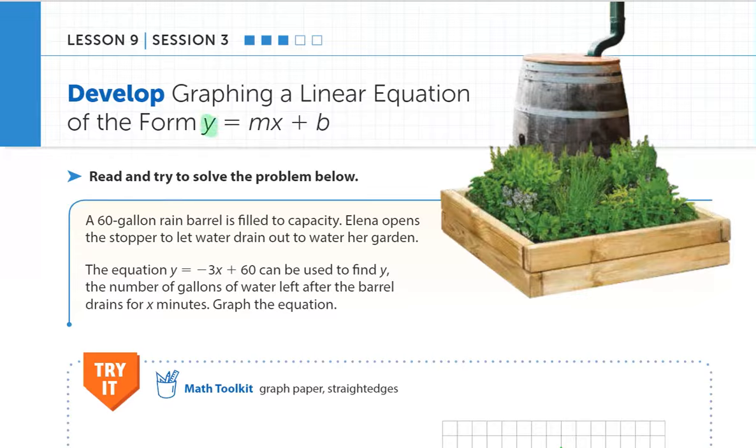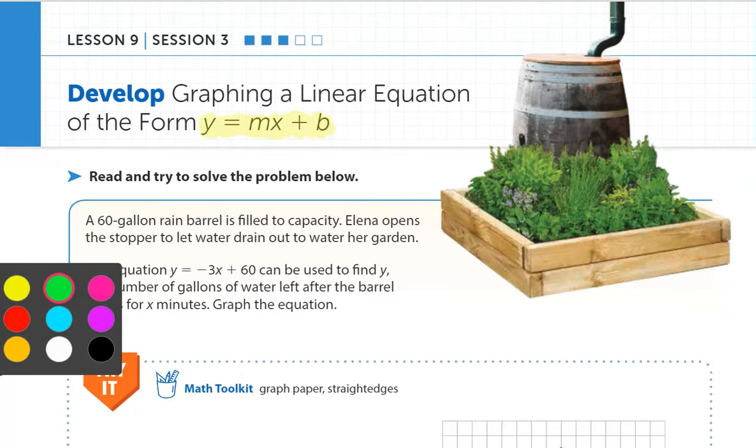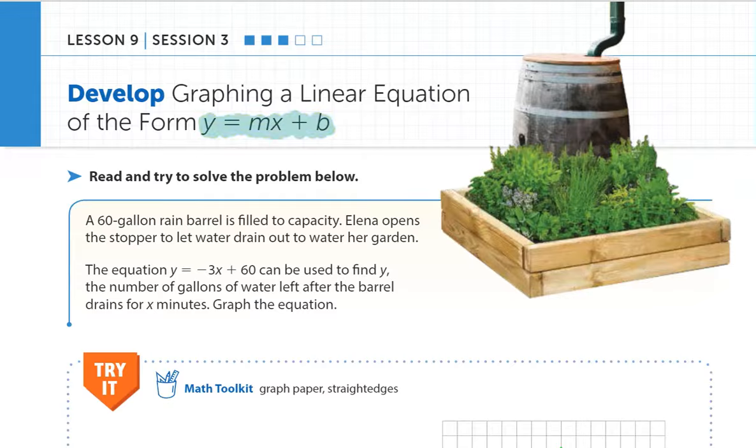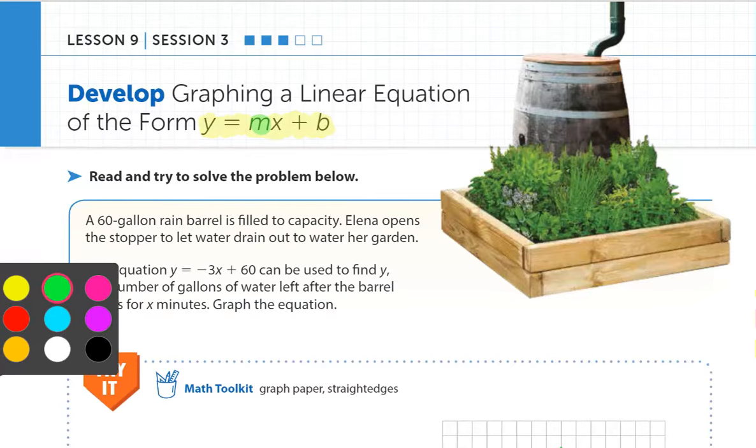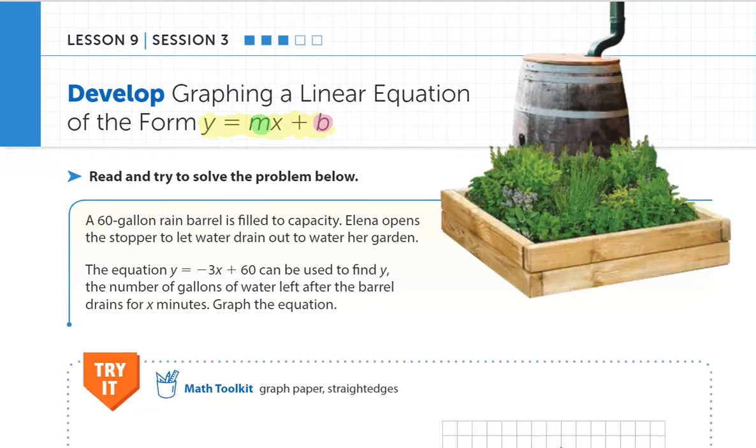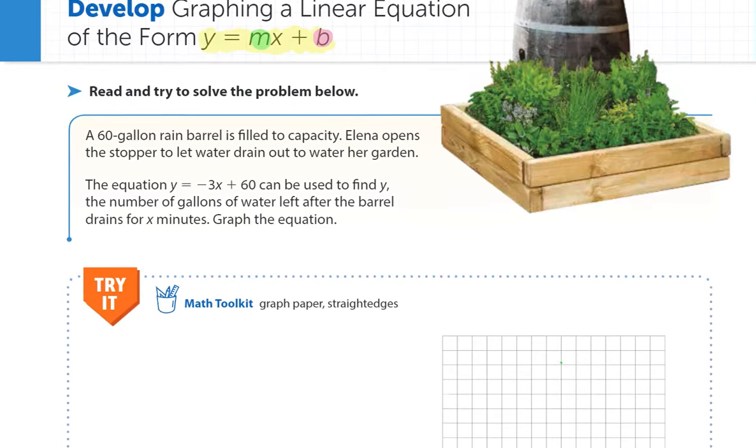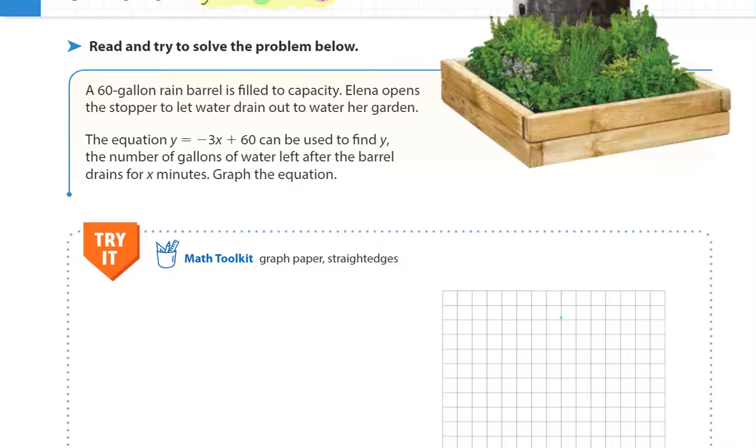Yesterday for Session 2, you were given a graph. And you had to take that graph and write the linear equation in slope-intercept form for that line. Today you're doing the opposite. You're being given the equation, and you are going to graph it. Remember, M is the slope, B is the y-intercept. So they're going to give you the equations this time.